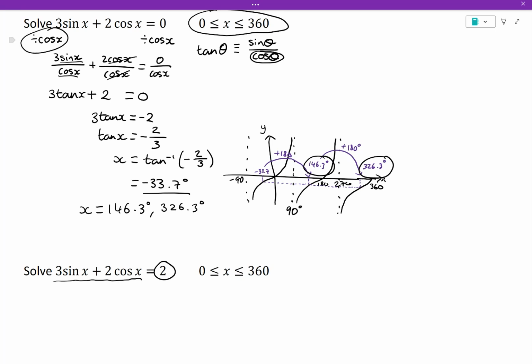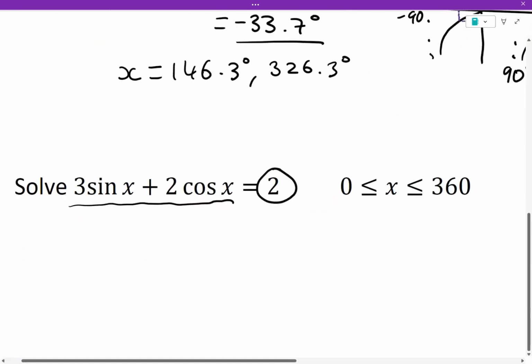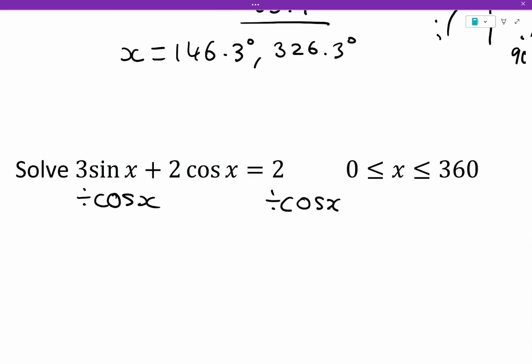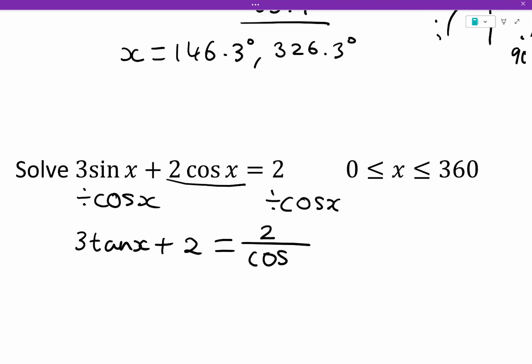Let's try dividing by cos x on both sides and see what happens. So I'm going to write in divide by cos x and divide by cos x. So for my first term here, if we do 3 sin x over cos x, that's going to give me 3 tan x. Then if we do 2 cos x divided by cos x, that's just going to give me 2 because the cos x's are going to cancel. But on the right hand side, and this is the step some people forget, you also need to divide the 2 by cos x. So I would get 2 over cos x.